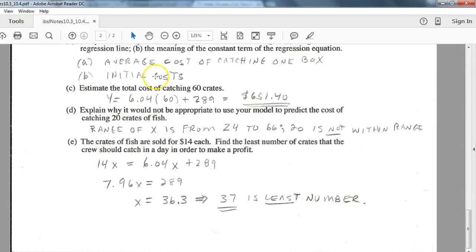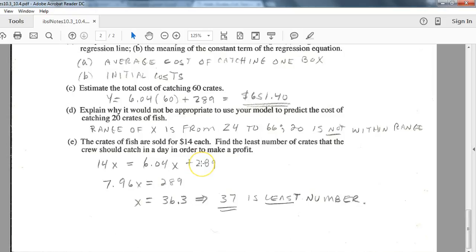Right here, they're talking about estimating the number of crates in order to make a profit. So again, we had our profit equation that we had up here, or our selling equation, sorry. So this is what it costs us. So it's going to cost me $289. It's also going to cost me $6.04 for every crate of fish that I sell. So that's important that you know how to interpret this.